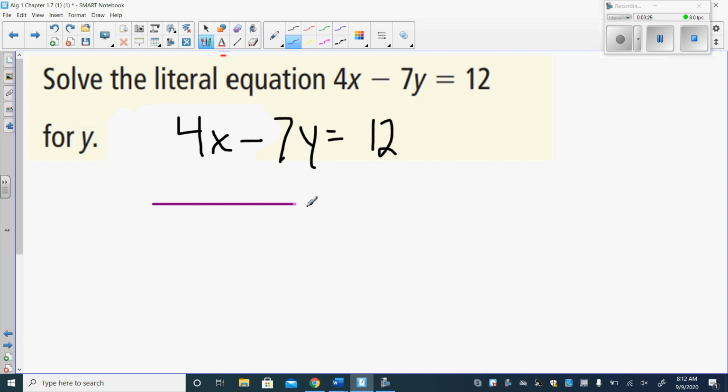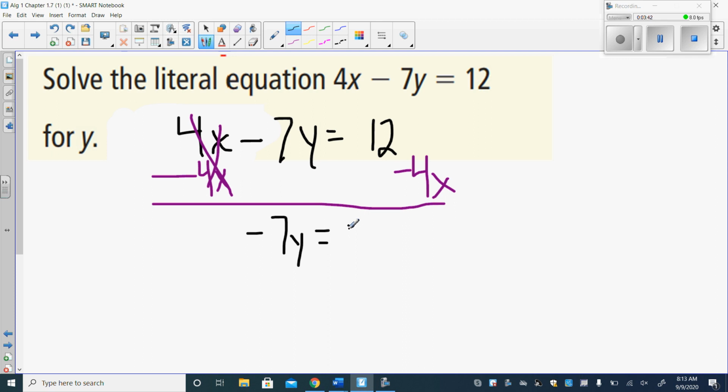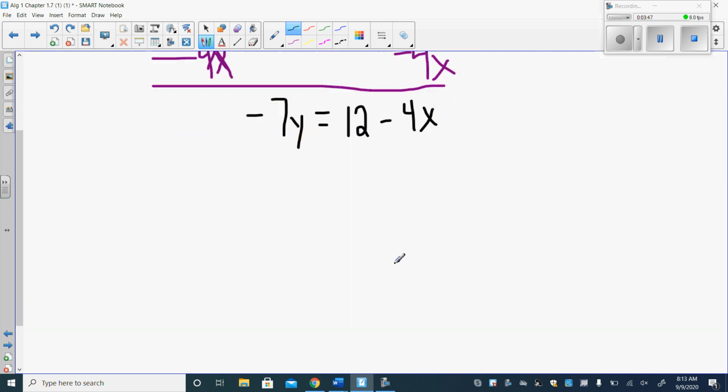Well, the term without y is our 4x. So again, just like before, we're going to subtract 4x from both sides. So 4x minus 4x will cancel, leaving us with negative 7y equals 12 minus 4x over here. Now at this point here, y is still not by itself. So to get it by itself, we need to divide by the term in front of it. And the term in front of it is negative 7. So we're going to divide everything by negative 7.